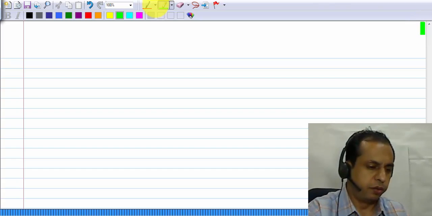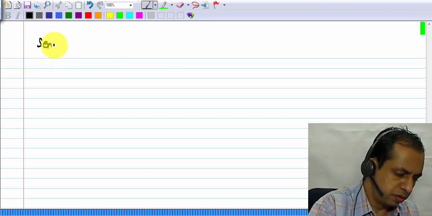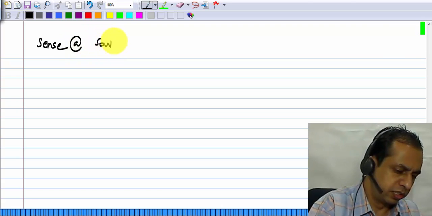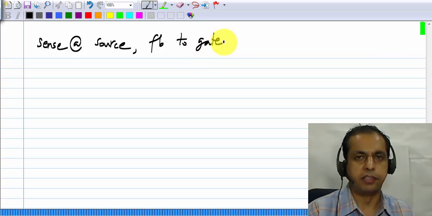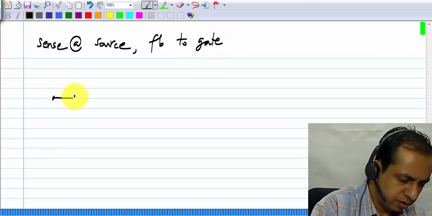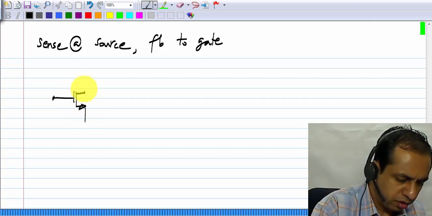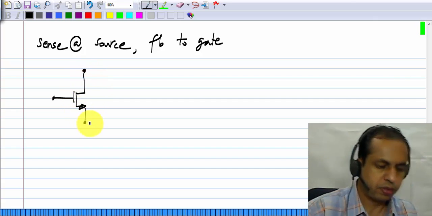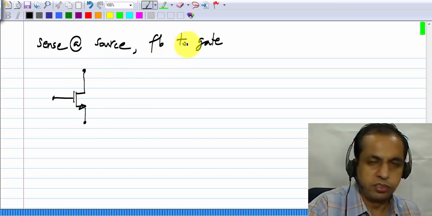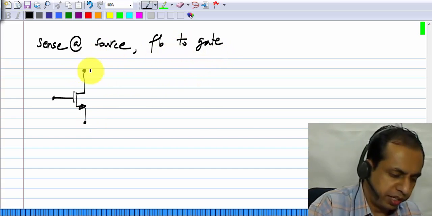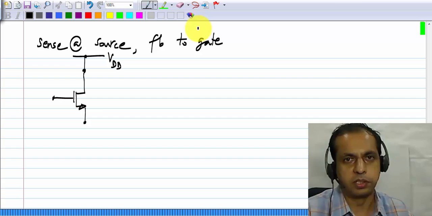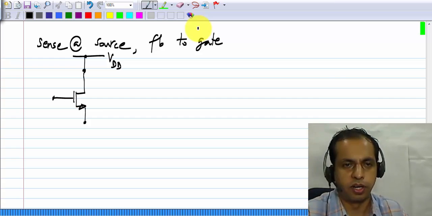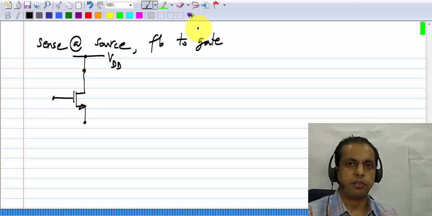We have yet another alternative, which is to sense at the source and feed back to the gate. Because the drain is not in this picture, we are sensing at the source and feeding back to the gate. I will connect the drain to the supply voltage. It's some voltage, connected somewhere. As far as the biasing circuit is concerned, it's not relevant where the drain is connected to. Of course, in an amplifier, we would like it to be connected such that it remains in the saturation region.